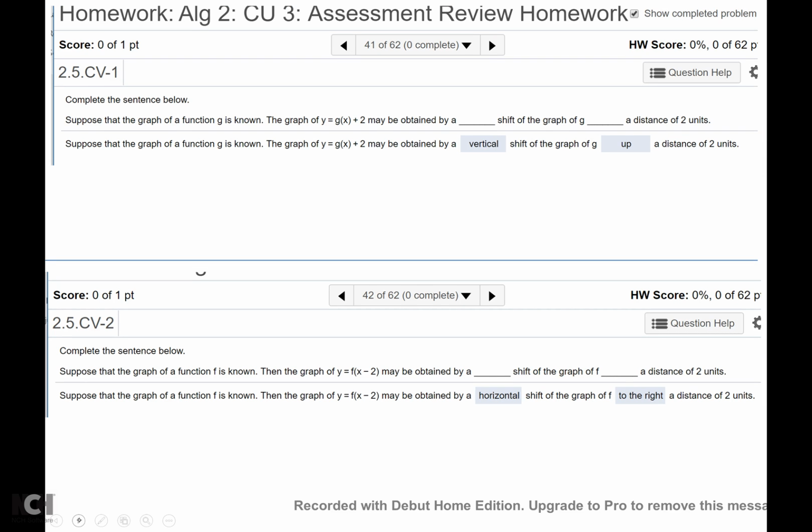Okay, suppose the graph of a function is known. The graph of y equals g of x plus 2 may be obtained by a blank shift of the graph of g blank a distance of 2 units. Alright, anything outside is vertical. If it's outside, your first word is vertical. And if it's outside and adding, that means that it's going to go up. If it's on the inside, it's going to start with horizontal. If it's adding or subtracting, it's a shift. But remember, now this one is going to be backwards because it's with your crazy x. So it's not going to go to the left, it's going to go to the right.